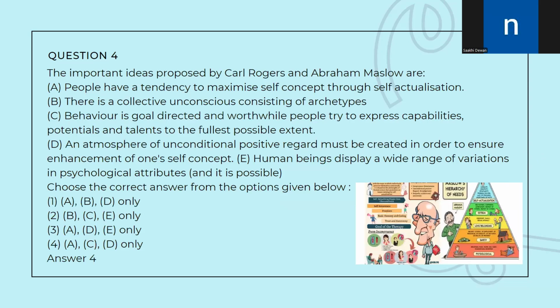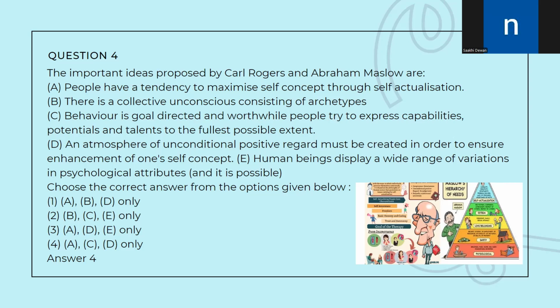All right, let us move to the fourth question then. The fourth question states the important ideas proposed by Carl Rogers and Abraham Maslow are: first is people have a tendency to maximize self-concept through self-actualization. So yes, when we understand this particular statement, it was given by Abraham Maslow that said that people maximize their self-concept through self-actualization. Maslow's hierarchy of needs focused on self-actualization.